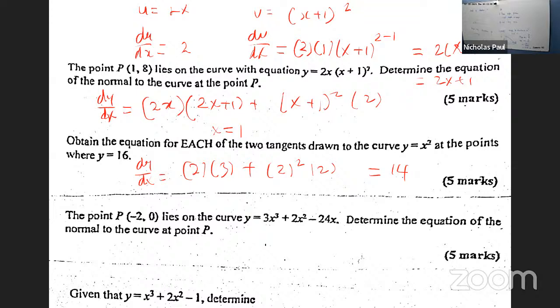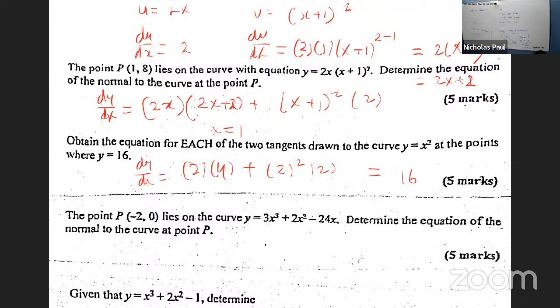I got 16, not 14. You sure? Yes, I made a mistake here. It's supposed to be 2x plus 2, sorry. So that's 8 plus 8, which is 16.